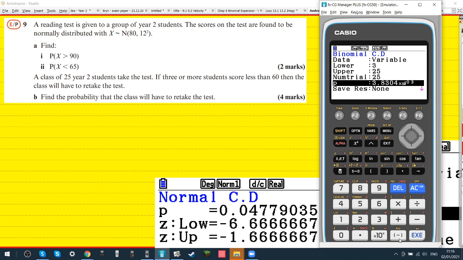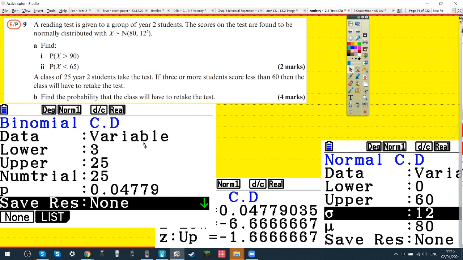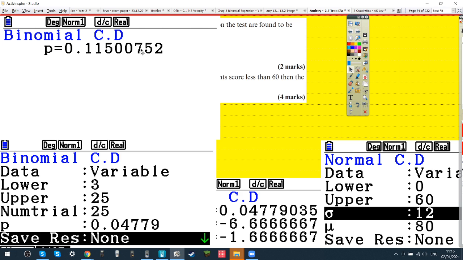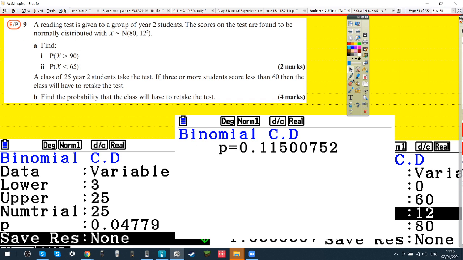0.04779. So let's see. This will give me an answer. Put in like 5 significant figures, 0.04779. So what do you get there? 0.115. Yes. And so that's like 11.5%.